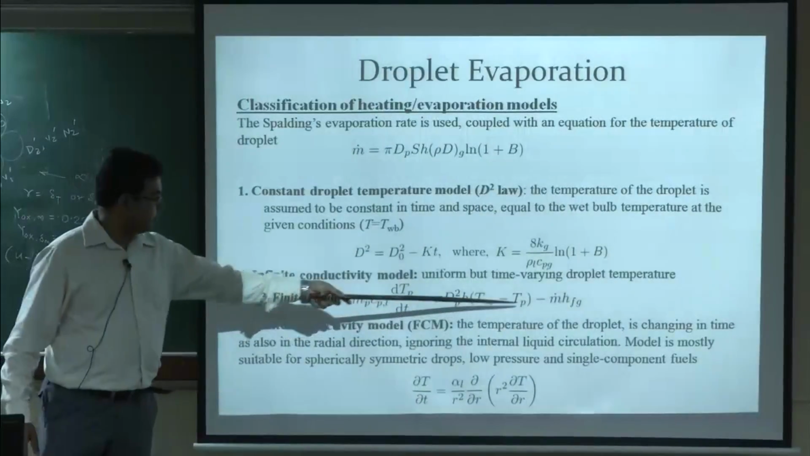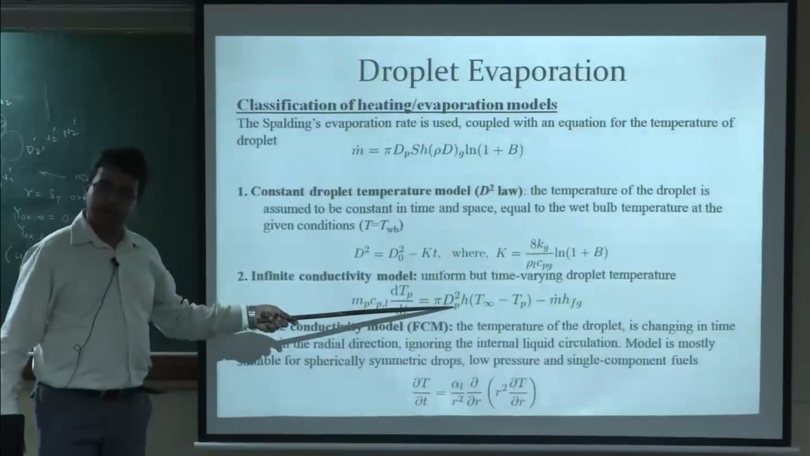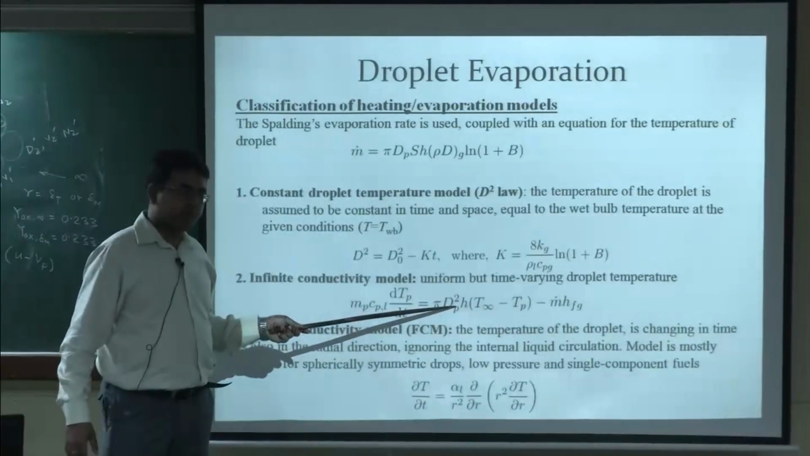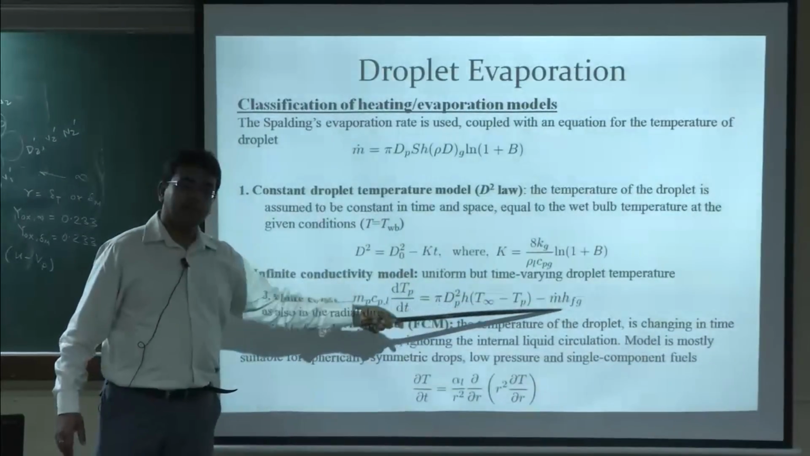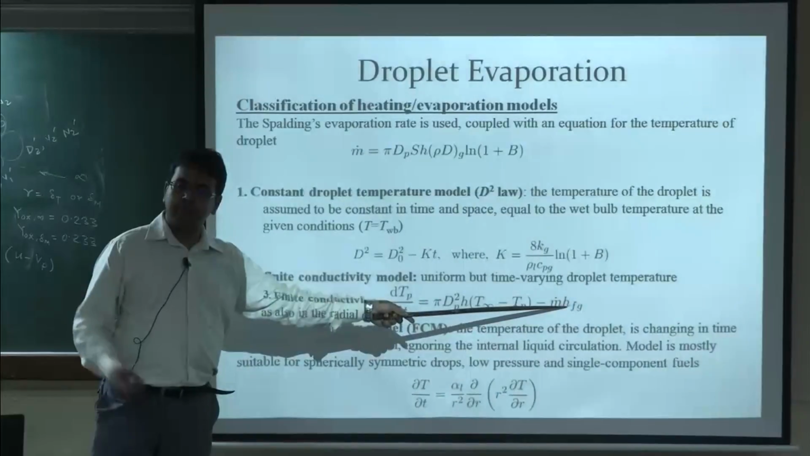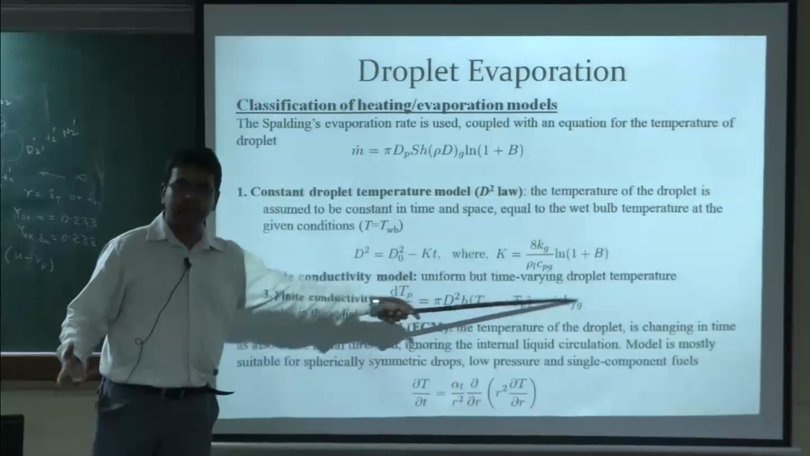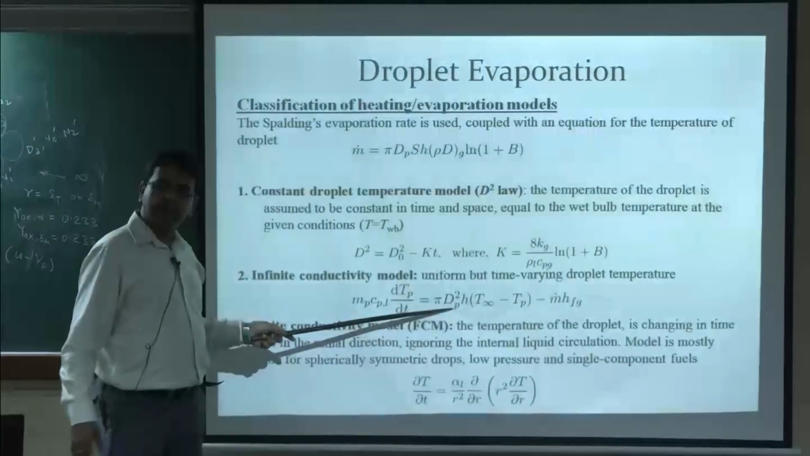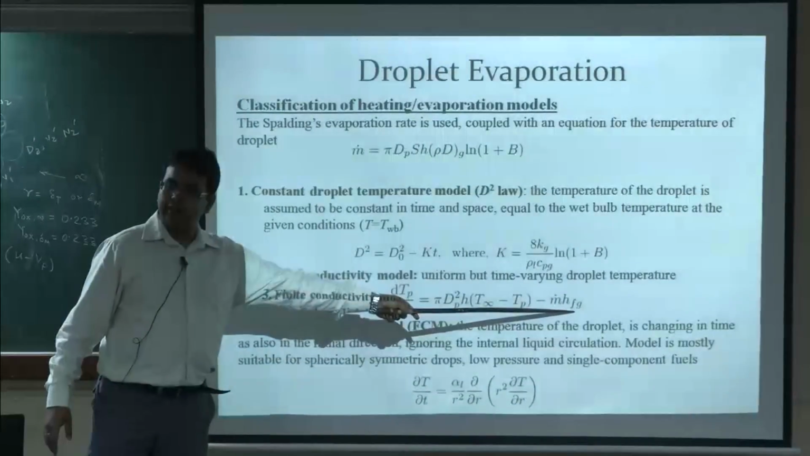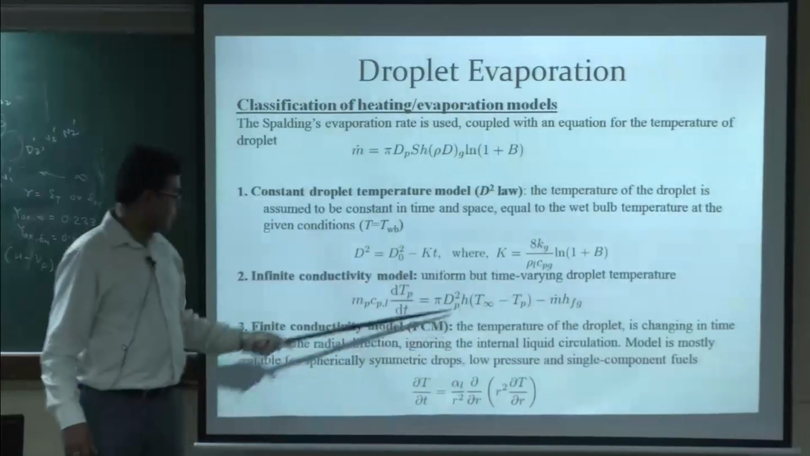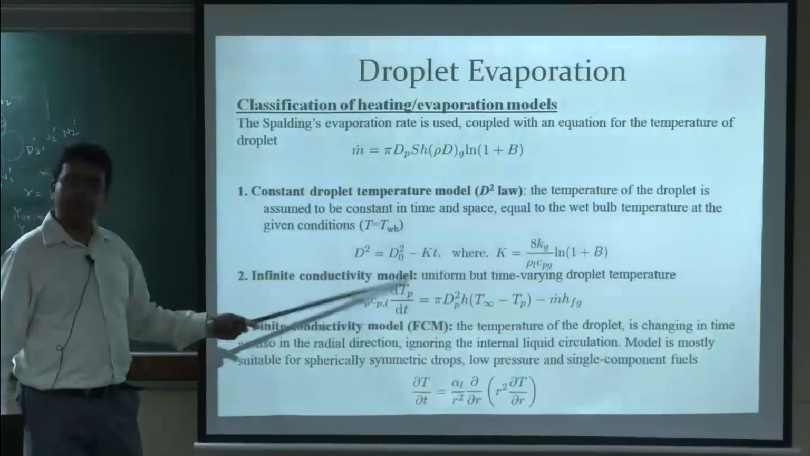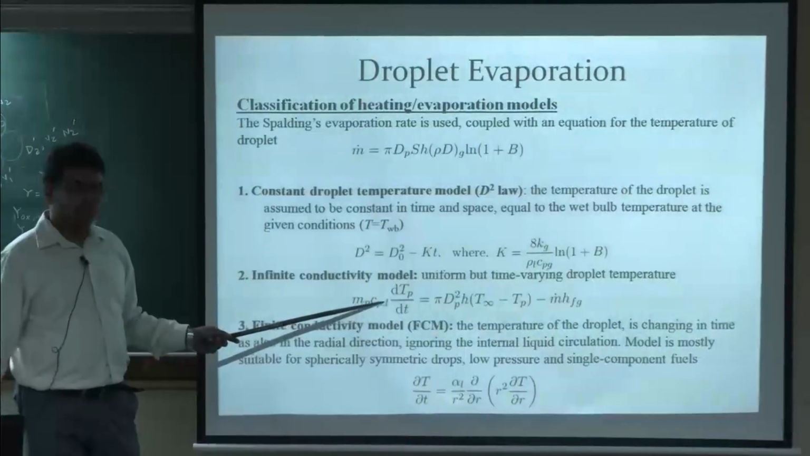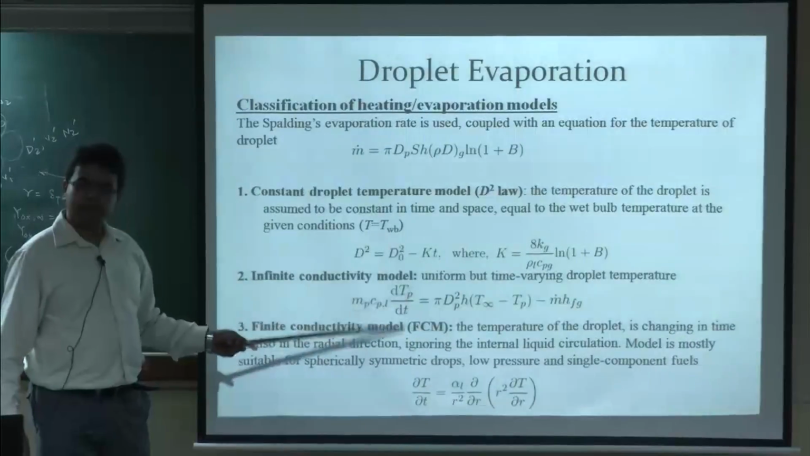This is the heat that is coming in from the surroundings to the droplet. This is the heat that is utilized by the droplet to evaporate the fuel. So, m dot HFG is the latent heat. This is the total heat that is coming to the droplet, this is the latent heat that is taken away by the vapor, and then the difference is utilized to heat up the droplet. So, this is the change in droplet temperature with time.